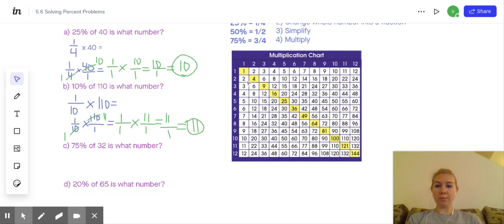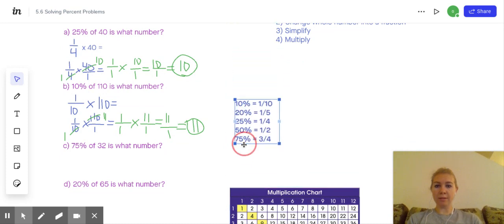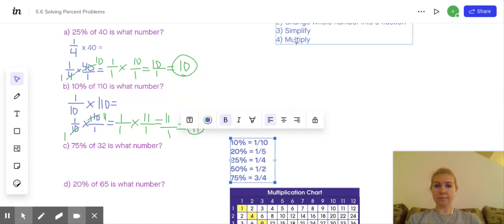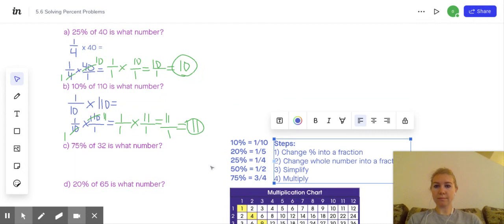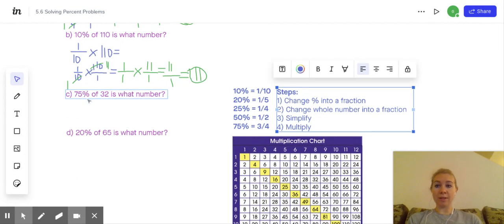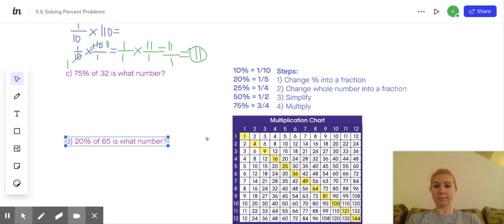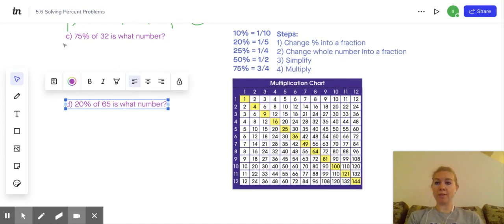Okay, we're going to go over a couple more, but I'm going to move down all of my tools here. At this time, I want you to pause the video and see if you can solve C and D on your own. All right, let's solve them together.